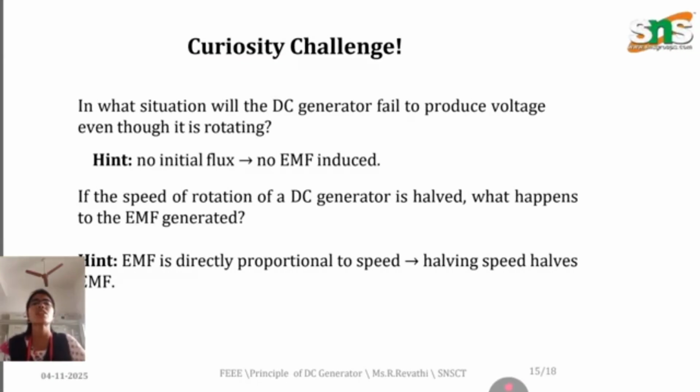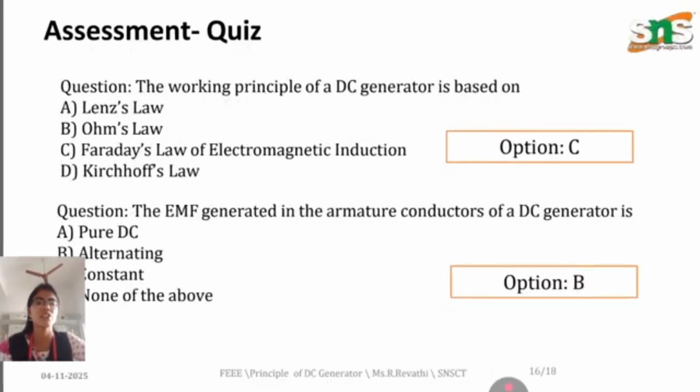In what situation will a DC generator fail to produce voltage even though it is rotating? If the speed of rotation of a DC generator is halved, what happens to the generator? These are curiosity challenges which you have to identify and answer in the comment section.